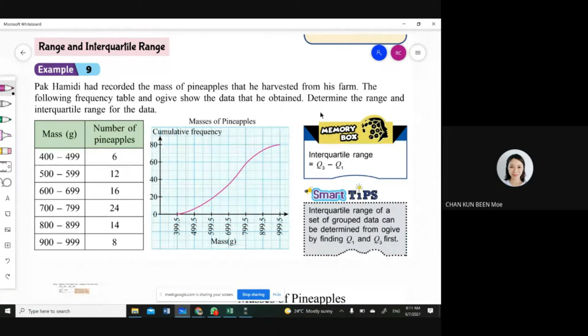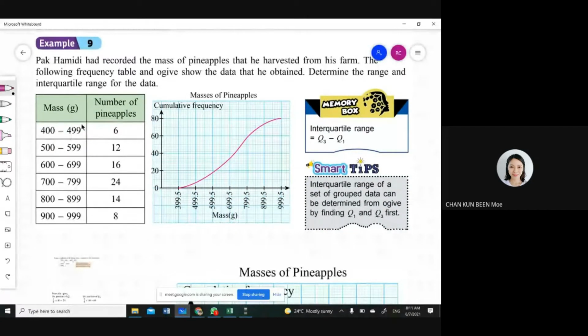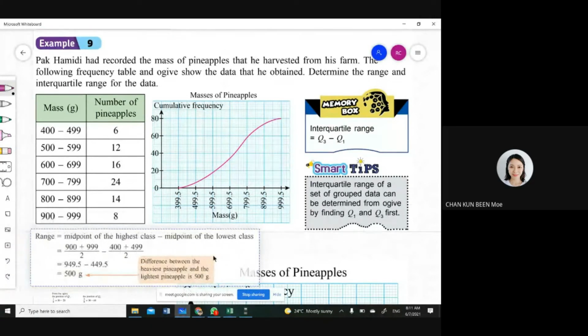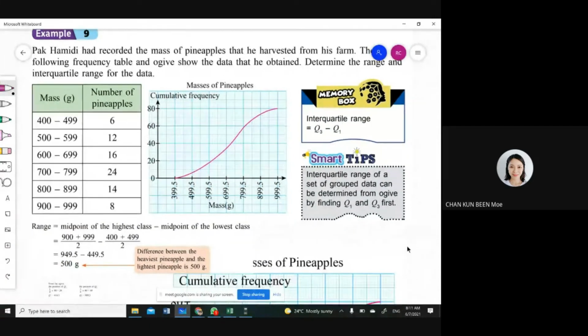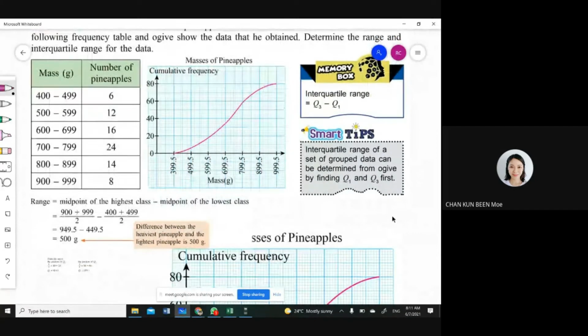The range is simple. For grouped data, you need to find the midpoint of the highest class and also the midpoint of the lowest class. So the range will be the midpoint of the highest class minus the midpoint of the lowest class. Then you can get the answer already. 900 plus 999, you divide by 2. 400 plus 499, you divide by 2. So you will get 949.5 minus 449.5, which is equal to 500 gram. That is range. Range is easy.